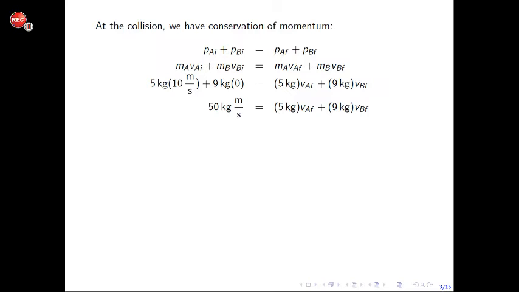Then we talk about the collision. What we're going to say is that the momentum before the collision equals the momentum after the collision. And so we just write out P for the momentum before and after, and then what those are, m times v for each. And then we plug in what we know. B is at rest. It doesn't have momentum. A is the thing that's moving. Its momentum is 50 kilogram meters per second.